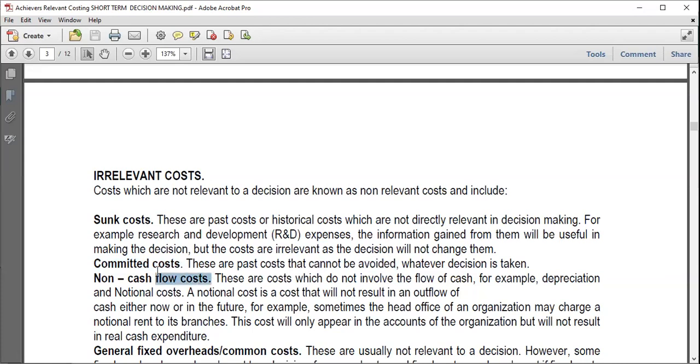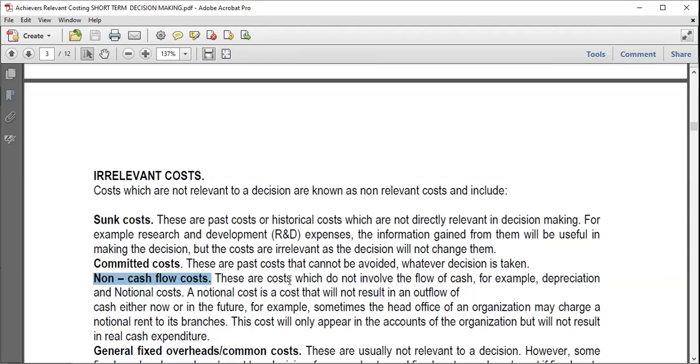And then we have what we call the non-cash flow costs. Now, I know some of you know very well, maybe you did financial accounting one, the costs that we call notional costs. Now, notional costs are usually costs that are charged by management, maybe a head office, on different branches, just for allocation purposes. I'll give you an example.